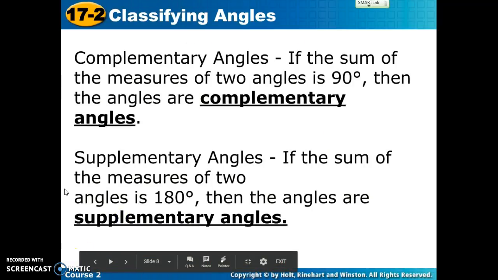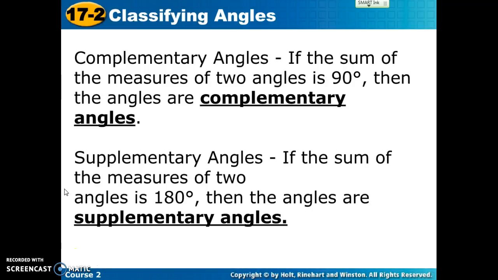All right, Mrs. P coming at you here. We have complementary and supplementary angles now to look at. So what is a complementary angle? A complementary angle is when you take 2 angle measures and you add them together, and when you get your answer, you get 90 degrees.